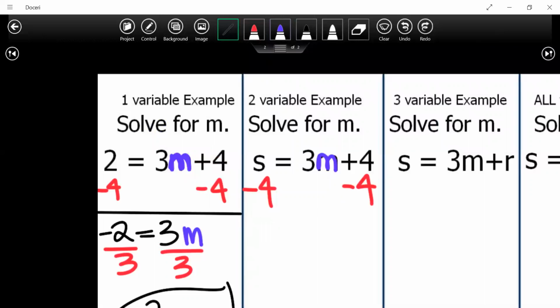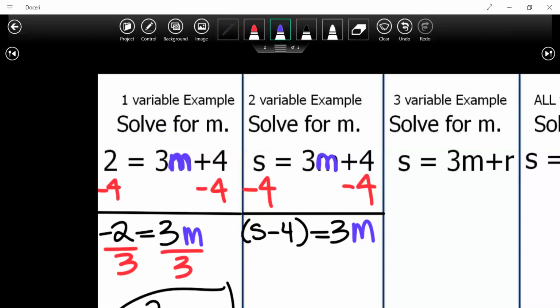So if they're not like terms, we just rewrite it. We're going to write it as parentheses s minus 4. Those are not like terms, so we can just write them like that. We're going to subtract 4 from s, whatever s has to be, we can't do that. Is equal to 3m. Okay, and we're still going to finish it off. We've got to get m by itself, so divide both sides by 3.